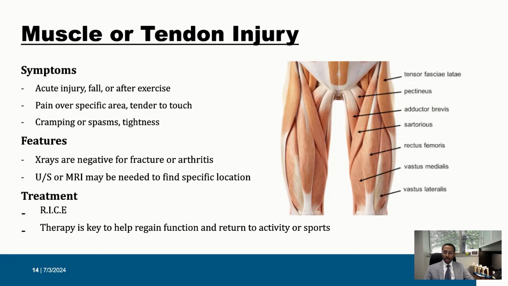they do not help. Muscle and tendon injuries. So this is often after an acute injury, a fall, or after exercise. You have pain typically over a specific area that muscle may be really soft or really painful to touch. You may notice cramping or spasms or tightness around the muscle. Your x-rays will typically be negative for a fracture, meaning a broken bone, no broken bones. There won't be arthritis. And you may need an ultrasound or an MRI to find the specific muscle that's been injured so that we can guide treatment for that muscle.